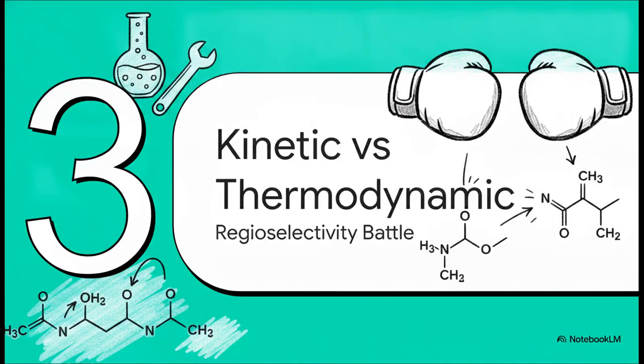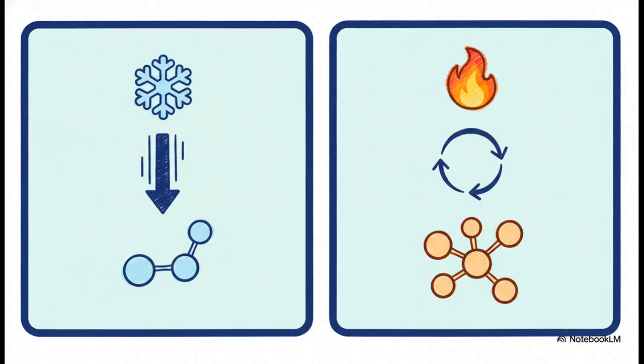Which brings us to Section 3, kinetic versus thermodynamic control. Basically, the regioselectivity battle. This right here is the molecular architect's rulebook in action. You can actually tweak your lab conditions to totally dictate which enolate regioisomer forms in your flask. Let's say you want the less substituted enolate. You'd use kinetic control.